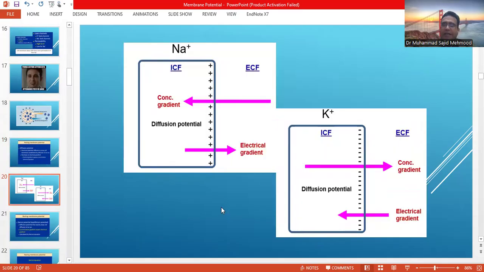So we will see that the concentration of sodium ion is higher in the extracellular fluid. So from the extracellular fluid, the sodium ion will move along the concentration gradient inside the cell, into the intracellular fluid. As more and more sodium ions are moving inside the cell, their electrical potential is increasing inside the cell, and their electrical potential would be decreasing outside the cell.